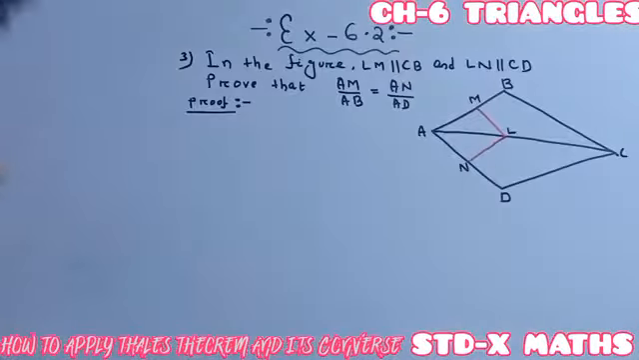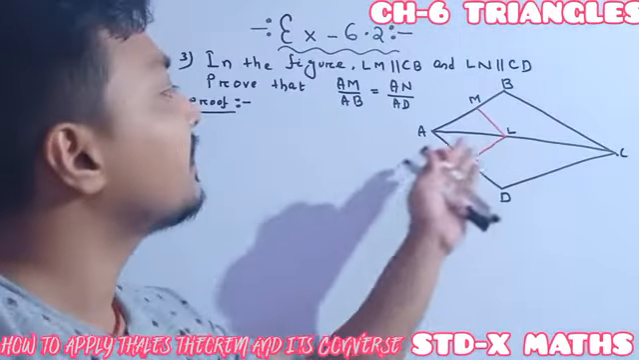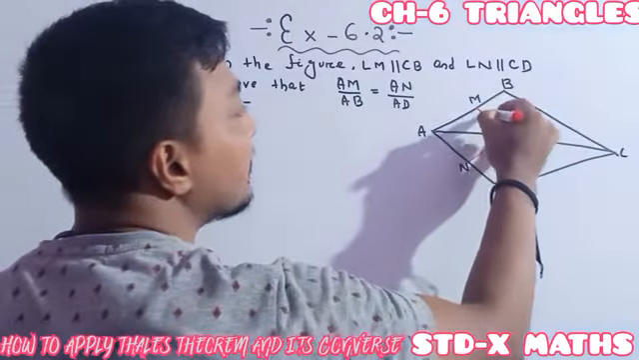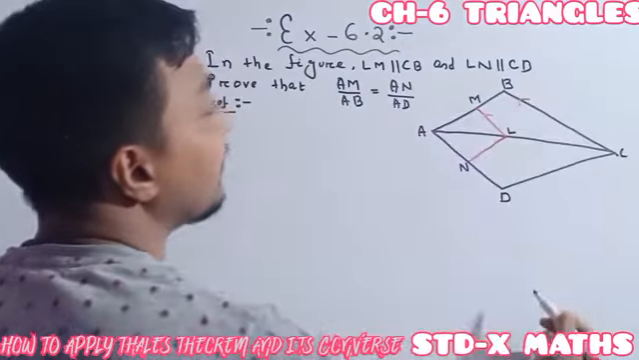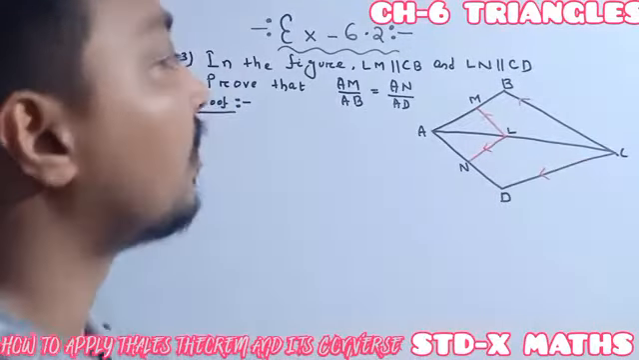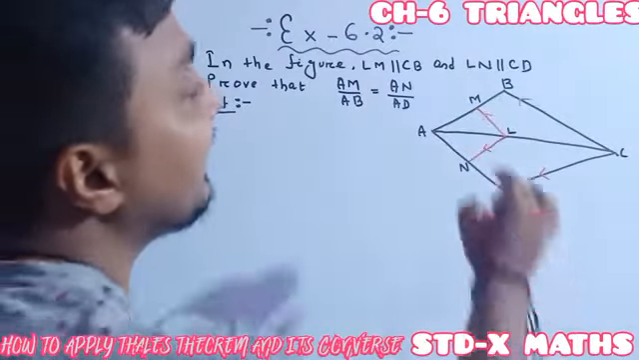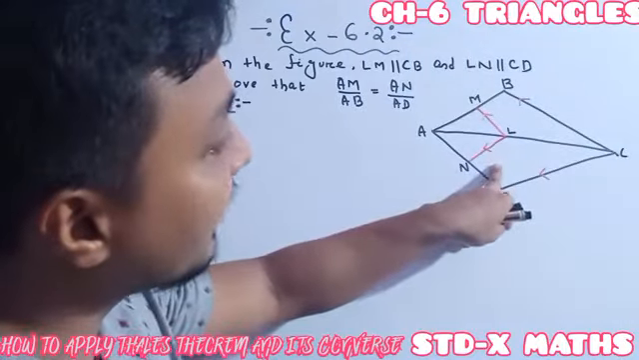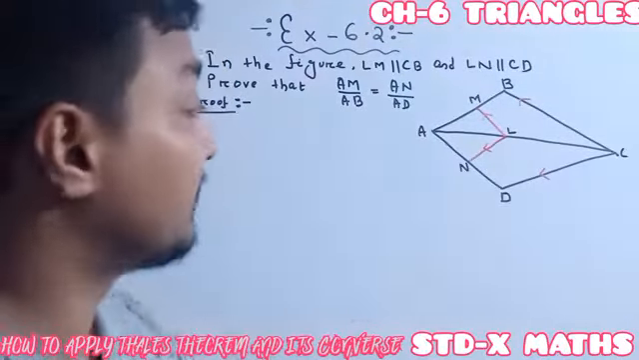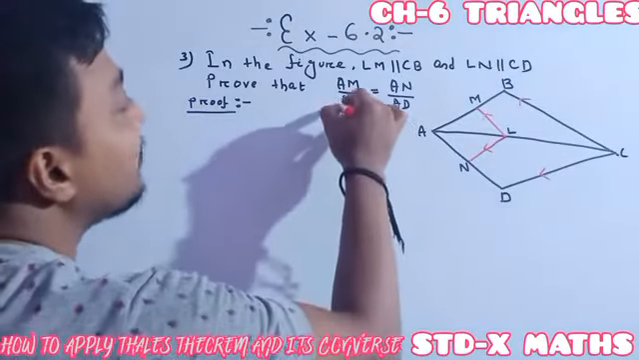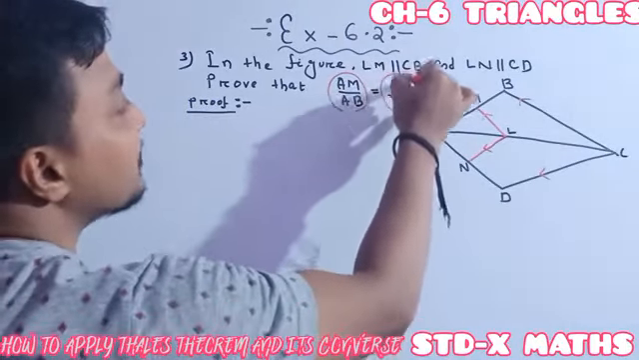Okay, see, in this question, question number 3, it is given that in this figure LM and ET are parallel to CB. It means this one is parallel to this one, and again this one is parallel to this one. The upper one is one triangle, and in this triangle this side is parallel to this one. The lower one is another triangle where this one is parallel to this one, and you have to prove this ratio is the same as this ratio.